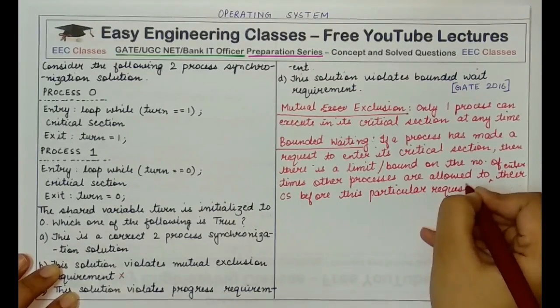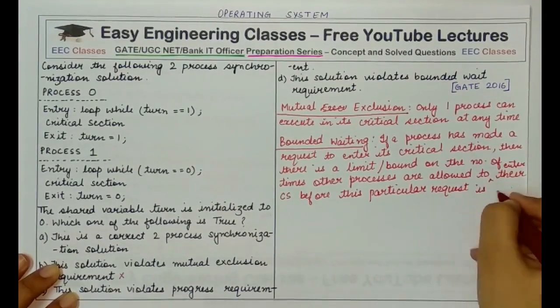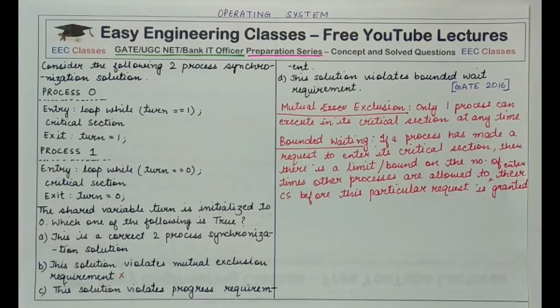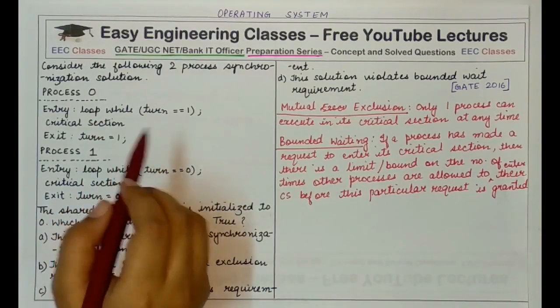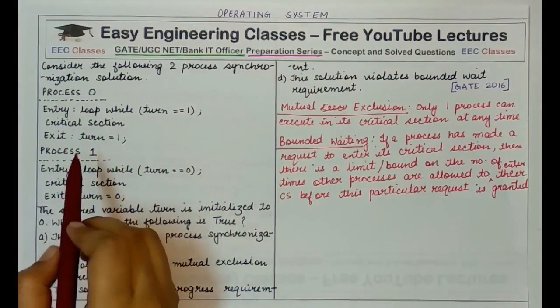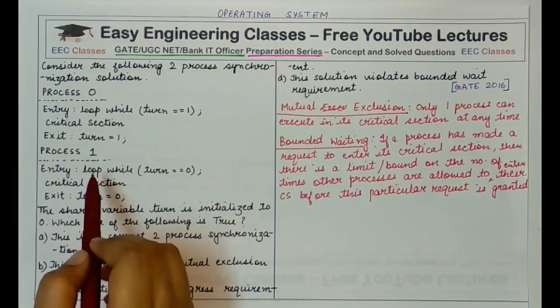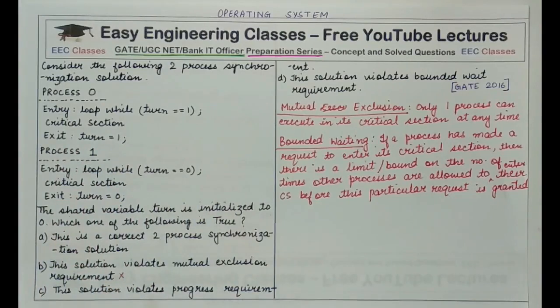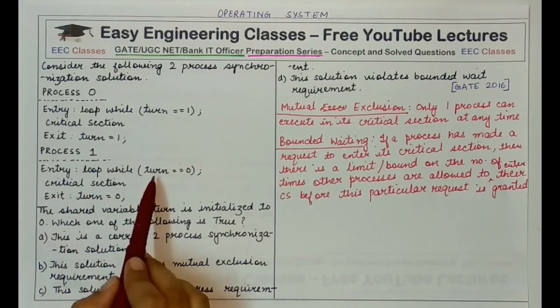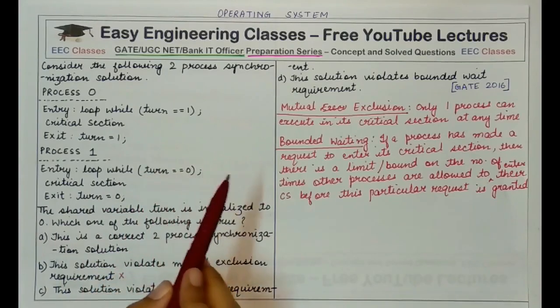Okay, so now let's see if this concept of bounded waiting is fulfilled here or not. In our case, if P0 has requested to enter the critical section, and currently P1 is executing in its critical section, it means it had found the value of turn variable as 1.